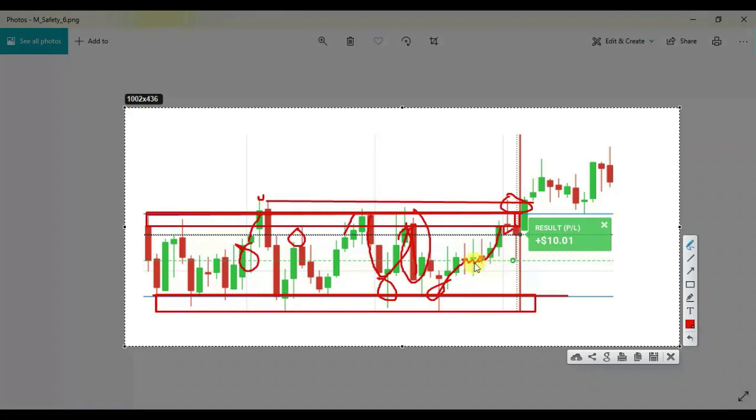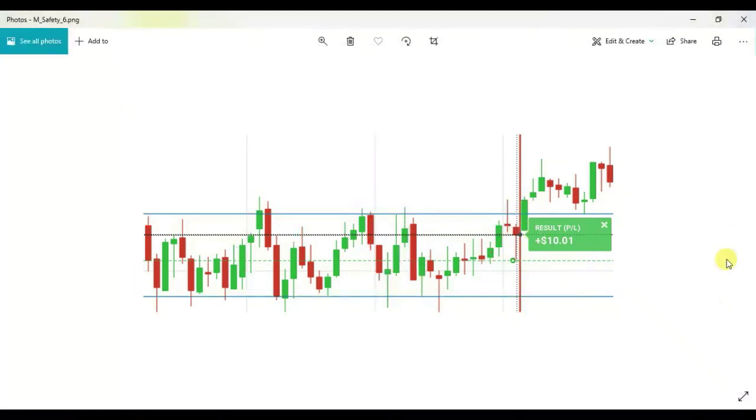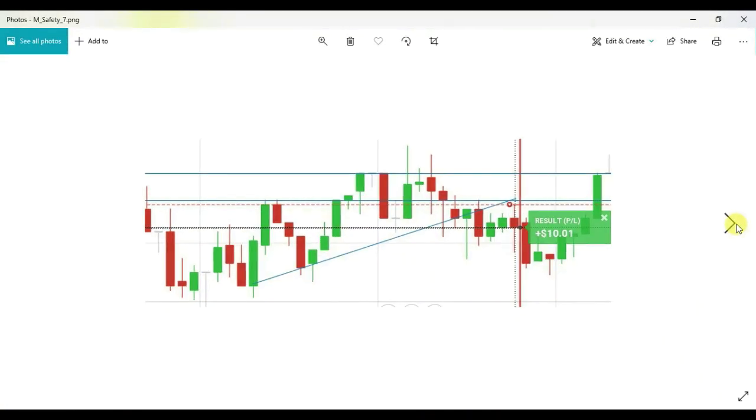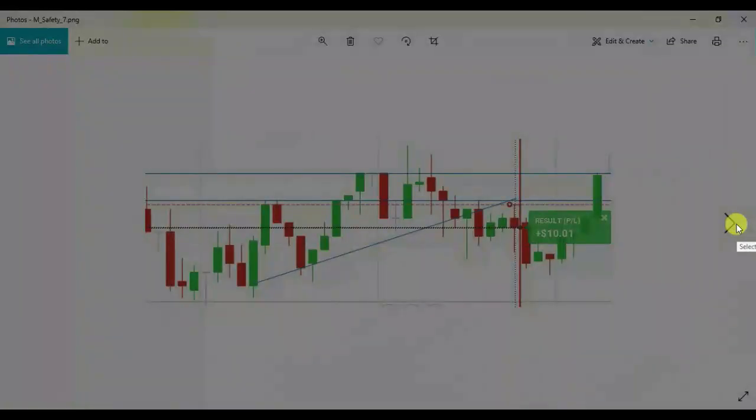And see, my trade is placed below the red candle here. So if the candle still closes at the red, near the red candle, I'll still win this trade. So this is very good marginal safety. And here is another example.